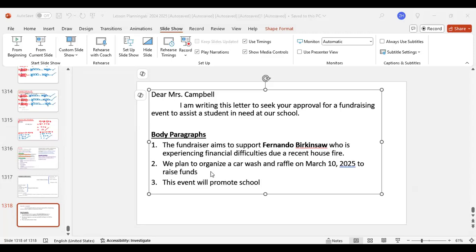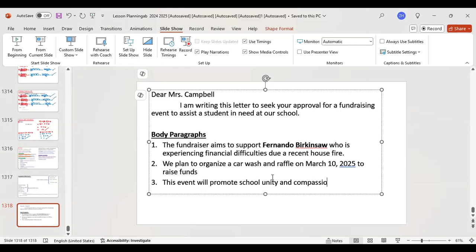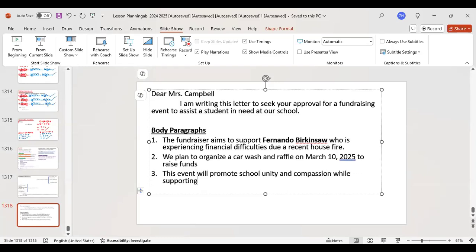The second body paragraph, we're talking about the date, getting the date in particular, and what type of way we're going to be trying to raise funds. And in the third body paragraph, we're going to be talking about why we believe it is important to raise funds for this person. So we believe it is a good cause. So this event will promote school what? Unity and what? Maybe compassion, right? Compassion while supporting a good cause. Okay, so you're just making your case.